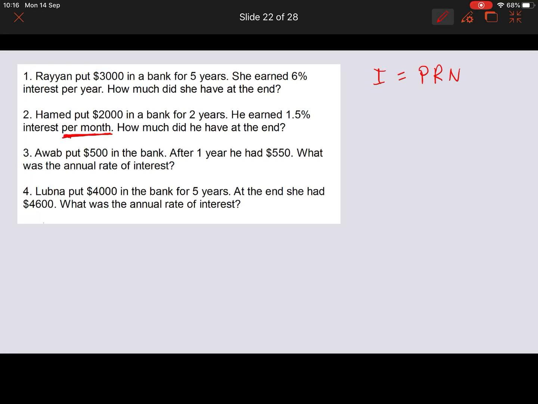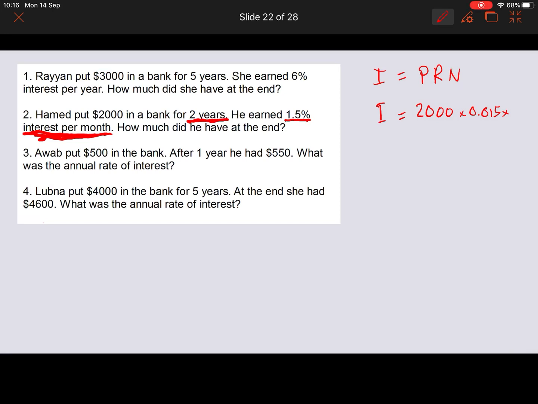Right, now let me write down the formula again, because we're going to use that formula for every single one of these questions. Right, Hamid put $2,000 in a bank for 2 years. He earned 1.5% interest per month. Right, so again, what we need to do is find the interest. Principal is 2,000. Rate of interest, 0.015. Okay, now, what's the number that we need to put in here?